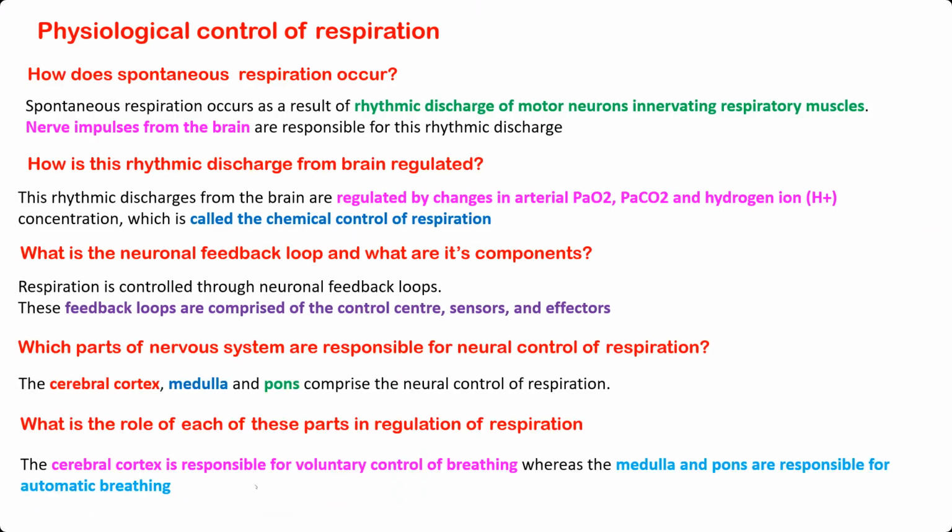The cerebral cortex is responsible for voluntary control. Whenever you want to hold the breath, we always do the breath holding test as a part of our pre-op assessment of the patient, isn't it? Only if the cerebral cortex is intact, you will be able to do that. So the cerebral cortex is responsible for voluntary control of breathing. Medulla and pons are responsible for automatic breathing. Okay, so that is the thing that you have to remember.